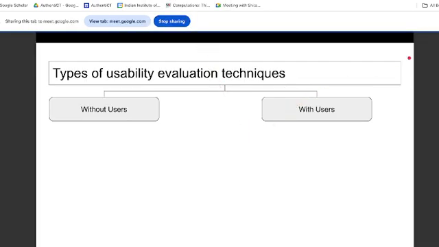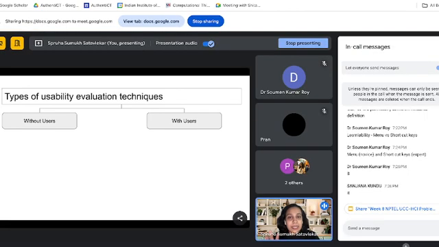Now, types of usability evaluation techniques: there are two, with or without users. Without users doesn't mean that nobody tries out the system. It basically means that those who are involved in developing the system act as users, instead of calling a different user who is not involved in the design. So even without users, when we are doing usability evaluation, somebody is operating the system and giving you the same kind of feedback.